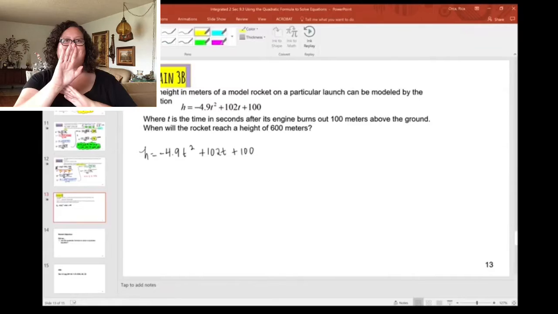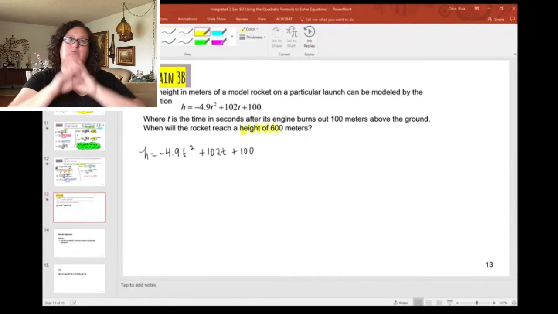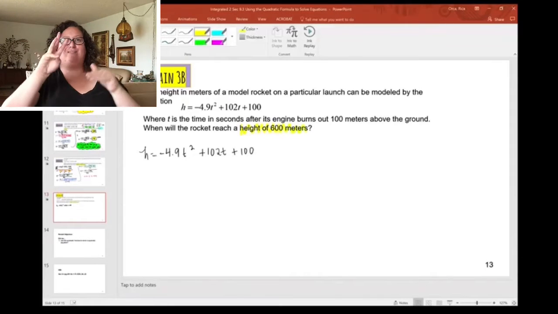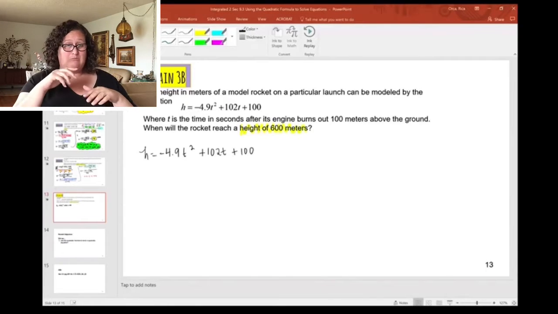In this problem, we are trying to figure out the time it'll take for the rocket to reach a height of 600 meters. So we need to take the 600 and plug it into our equation. We're plugging it into h because 600 meters represents the height.